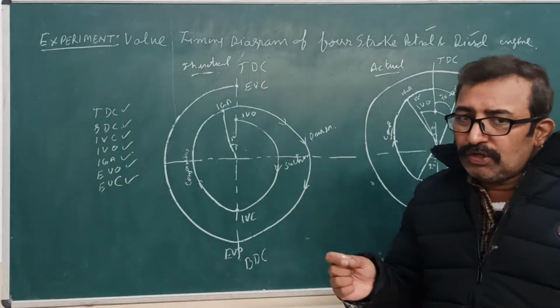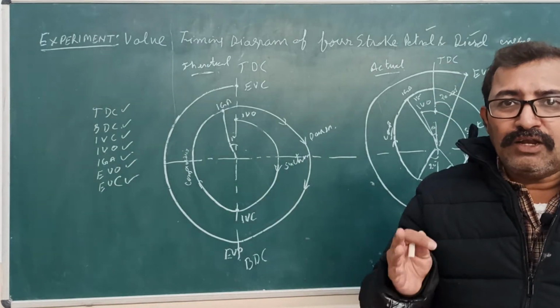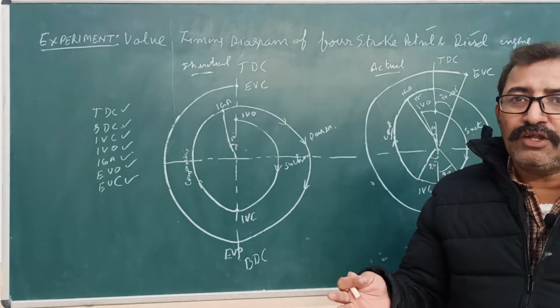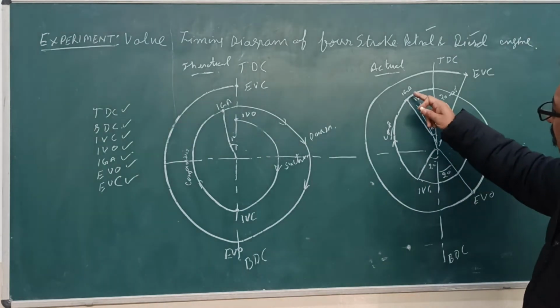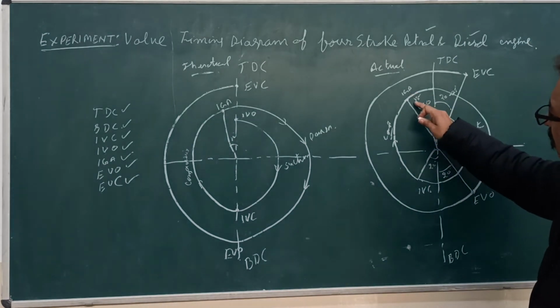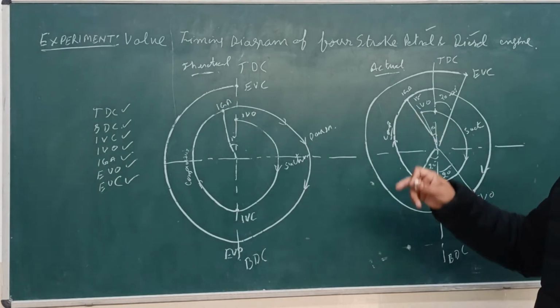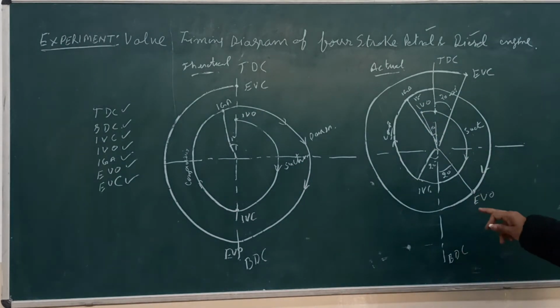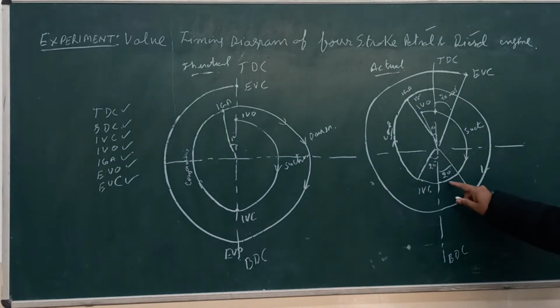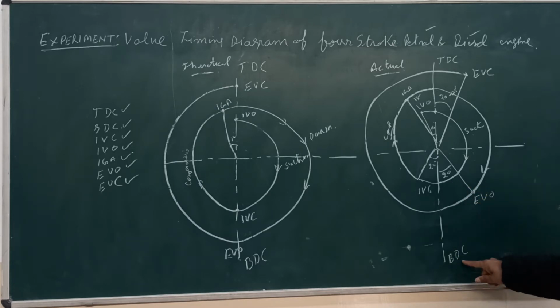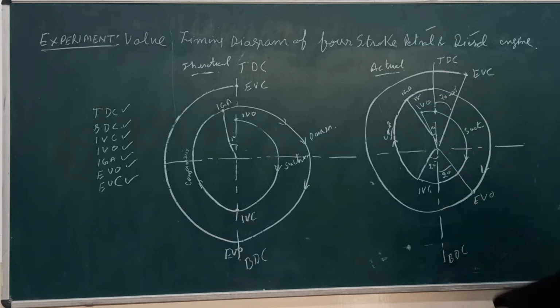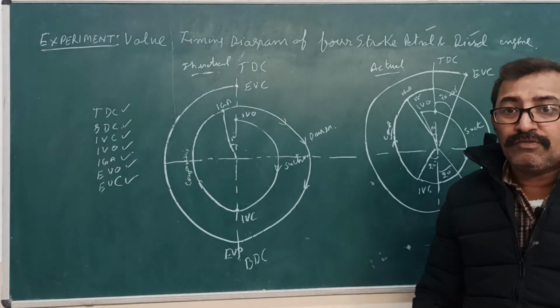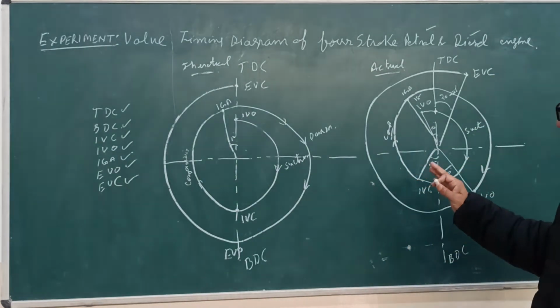One point also you keep in mind that when low speed engine or high speed engine, the valve timing diagram is also different. In high speed engine, ignition advance angle is more than 15 degree, it is 20 to 25 degree, and exhaust valve open 30 to 40 degree before BDC, and exhaust valve closed 30 degree after TDC. So this is for high speed engine.